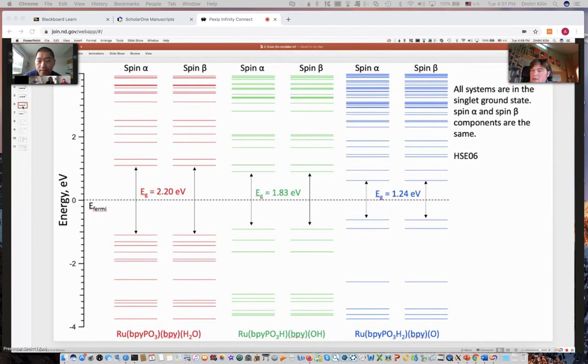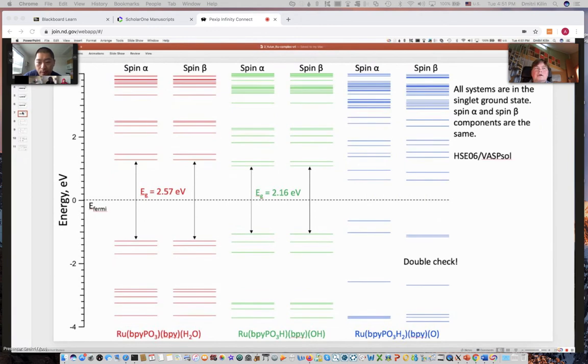So can you go to the next slide? Yes. The next slide is about HSE06 plus solvent. Here, if we just focus on the middle one, the green, you can see the band gap is about 2.2 electron volts. Experimentally, it's like 2.6 or 2.7 electron volts.